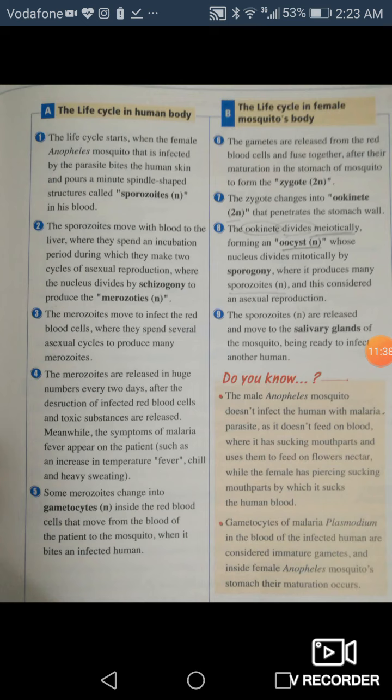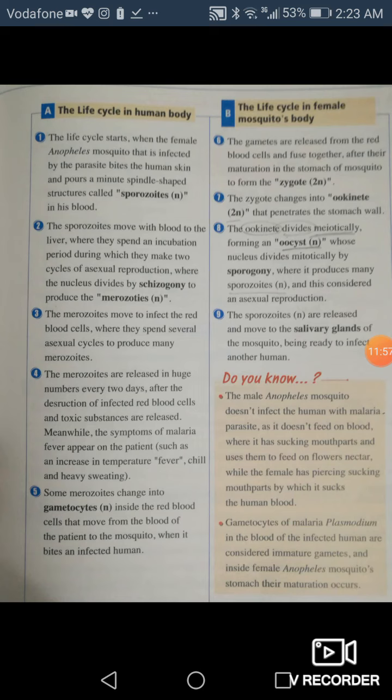The zygote now will go outside of the stomach of the mosquito. It will go outside, or it will sit on it, in the other part of the stomach. You can see it inward or outward. The zygote will come out.